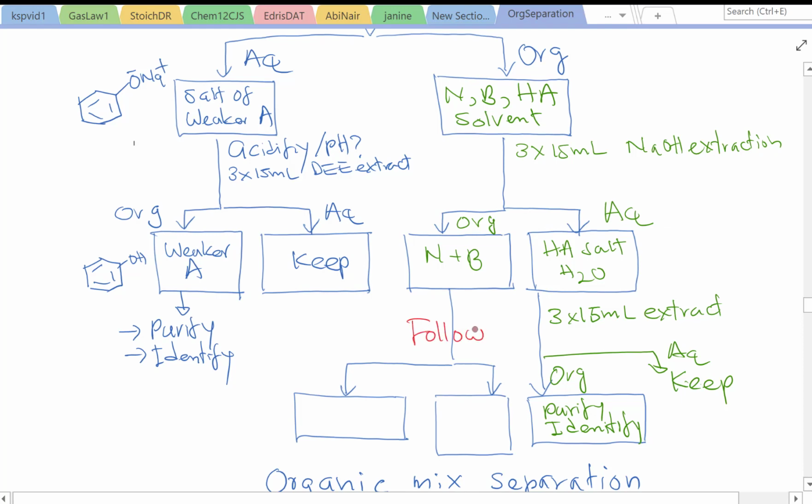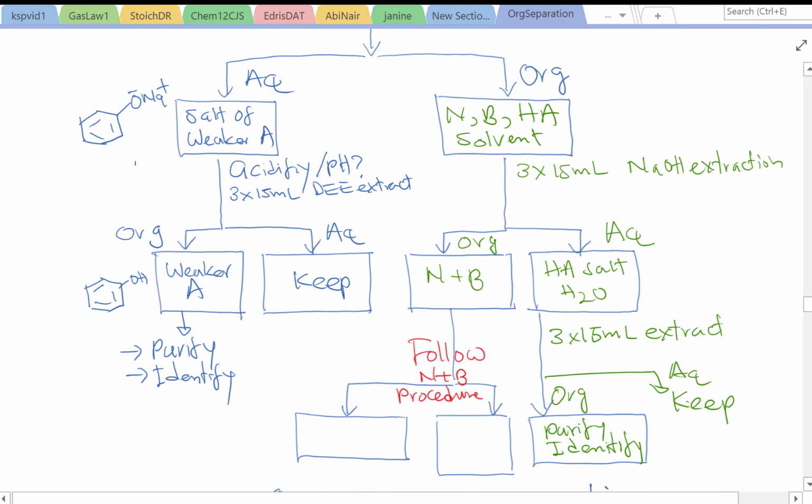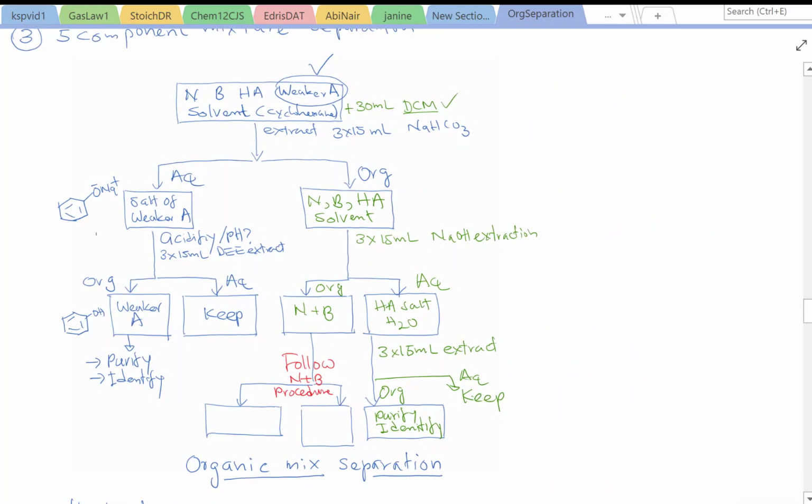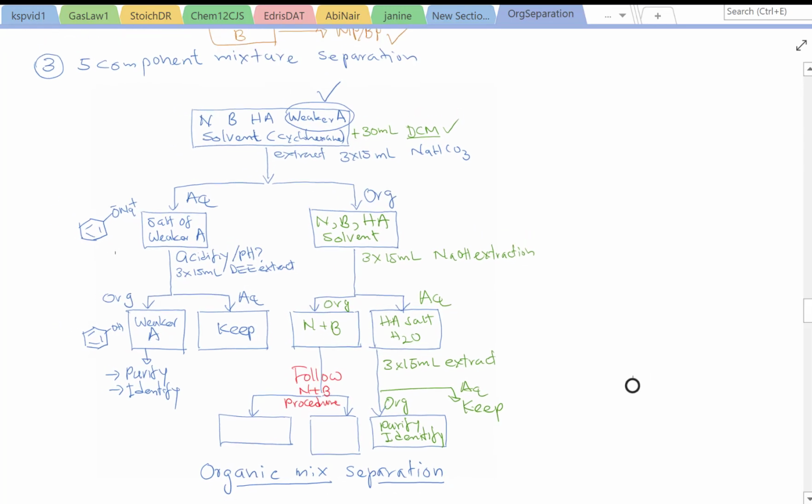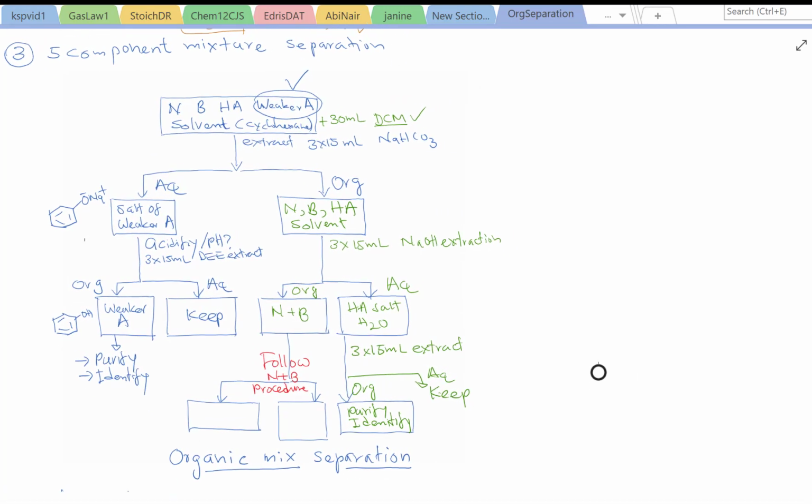So now this is a neutral and base. Just follow the first video, and it's the standard method you're going to use for neutrals and bases, right? Okay, so that's how a 5 component mixture separation goes. These are about 2 to 3 hours of heavy, well organized work with proper equipment provided, right? So that's how it should be done.